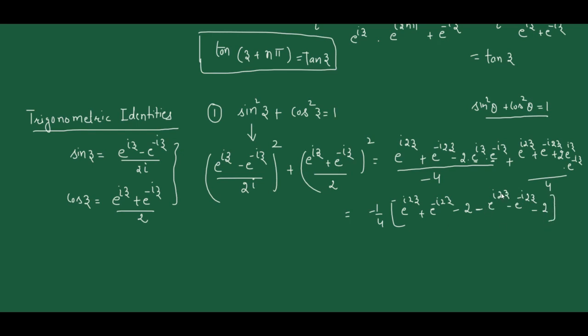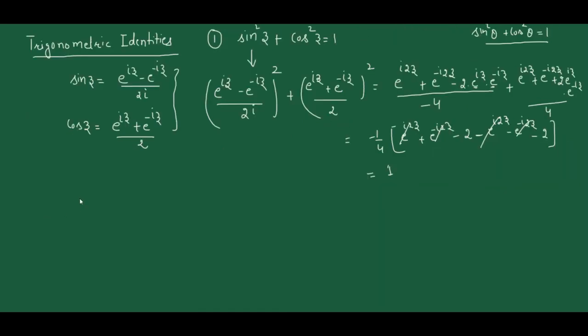So what you can do now, you can cancel this quantity with this and this quantity with this, and you are left with 1. So what we have established is that sine square z plus cos square z is equal to 1 holds for complex numbers also. Similarly, you can say that sine of 2z is equal to 2 sine z cos z.